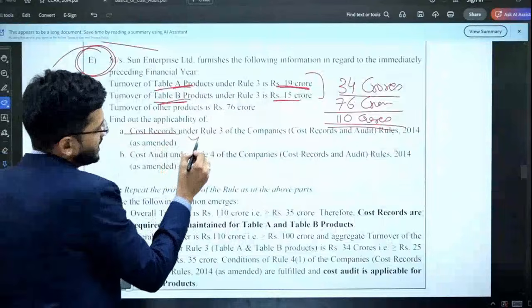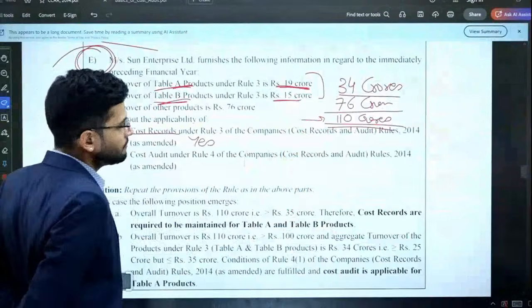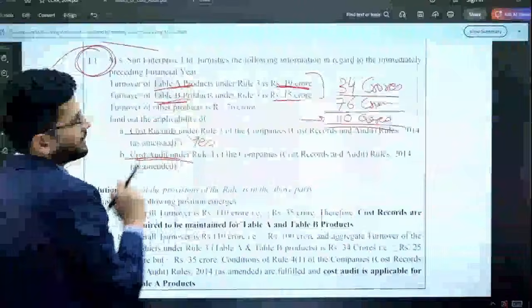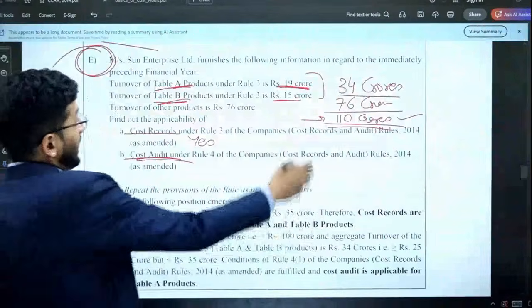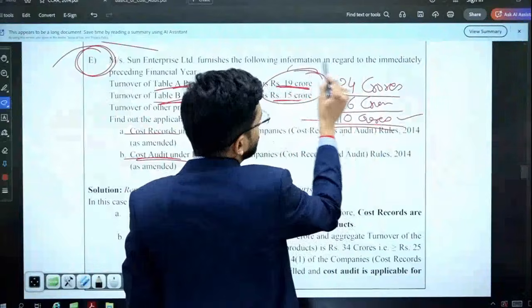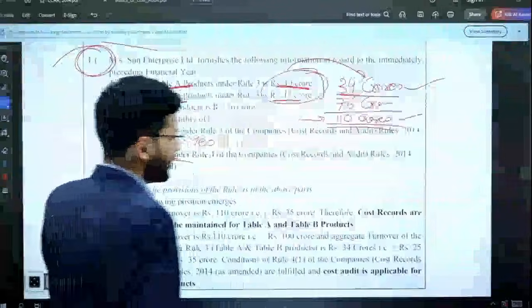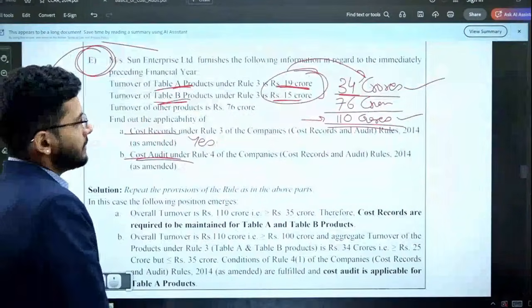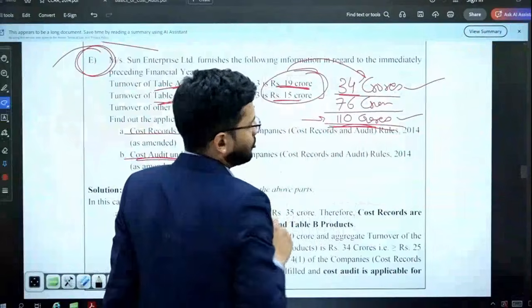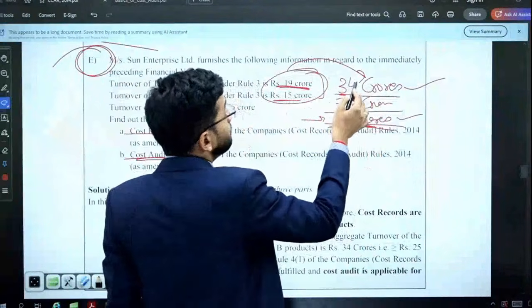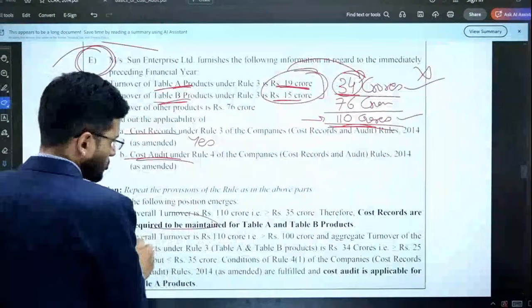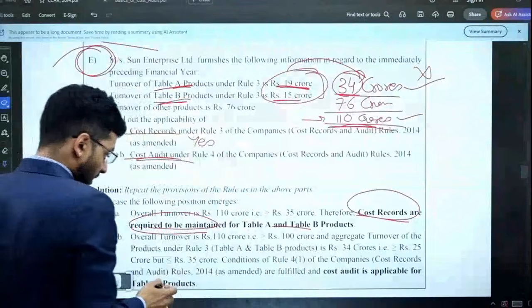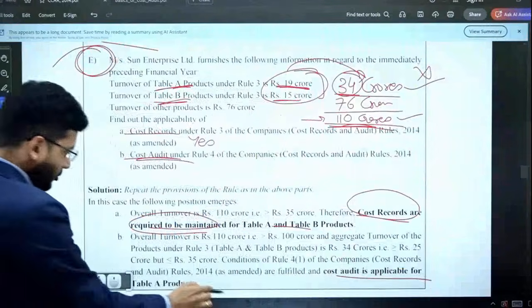First of all, cost records. Answer is yes because the threshold is above 35 crore. Cost audit, table A: the overall turnover should be 50 crore or more. Yes. And the individual turnover of the goods covered under Rule 3 should be 25 crore. Yes. So for table A, cost audit is required to be done. Table B, the overall turnover of 110 crore is met, but the individual turnover is less than 35 crore. So for table B, cost audit is not applicable. So yes, cost records are required to be maintained for both the tables, and cost audit is applicable only for table A product.